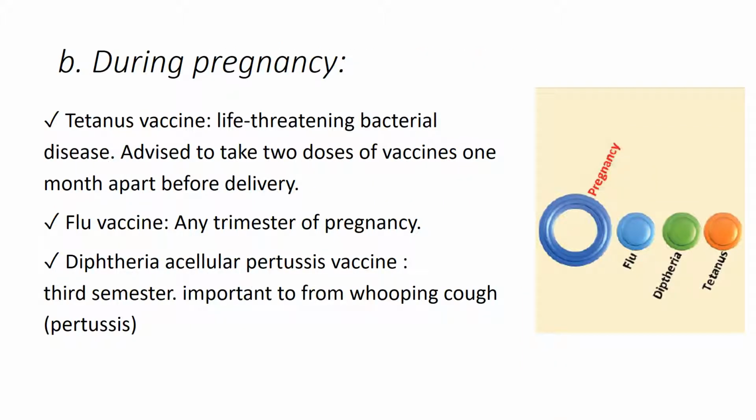Then we can vaccinate during pregnancy. And here it is always nice to recall that there is no evidence of harm to pregnant women or fetuses from the administration of inactivated vaccine. Then tetanus, diphtheria, and influenza are routinely recommended for all pregnant women. In fact, tetanus is a life-threatening bacterial disease, and if a pregnant woman has not previously been vaccinated or her immunization state is unknown, she is advised to take 2 doses of vaccine 1 month apart before delivery. Concerning flu vaccine, it can be given during any trimester of pregnancy.